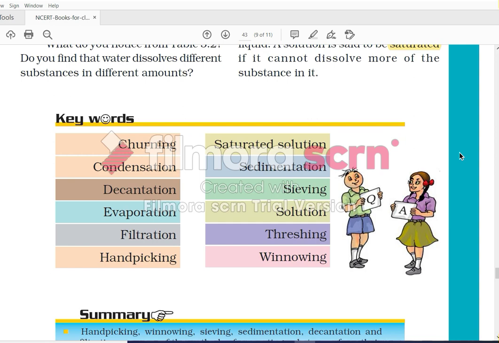Okay, so now we'll read what these methods are. First is hand picking, threshing, winnowing, sieving, sedimentation, decantation, filtration, evaporation, condensation, saturation and unsaturation.